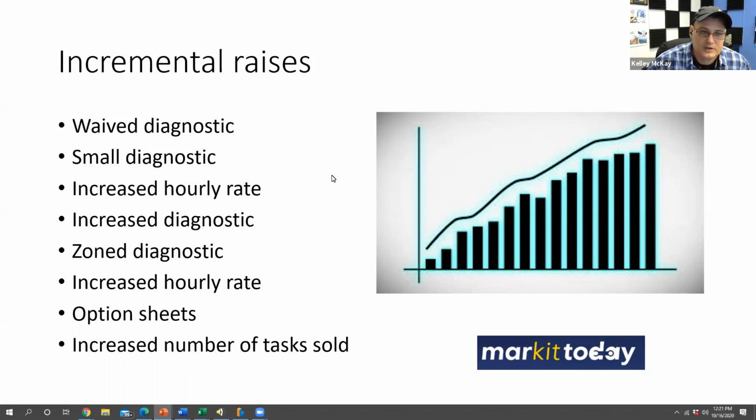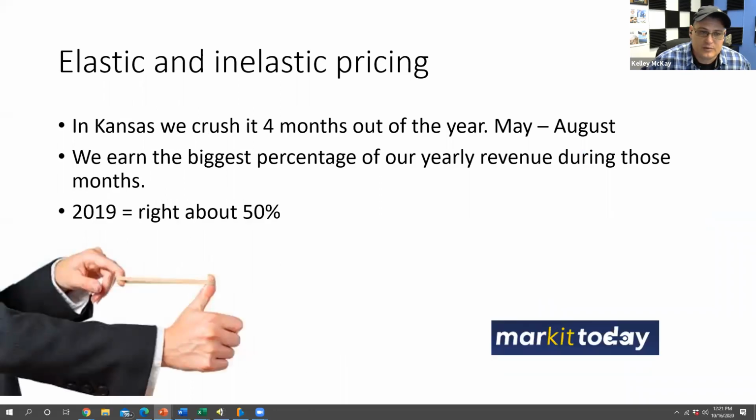Elastic and inelastic pricing. In Kansas, we crush it 4 months out of the year, May through August. Typically, this summer sucked. Summer didn't really get here until June and ended about 1 week into August. After that, we had just random days where it was a little bit warmer. We earned the biggest percentage of our yearly revenue during those months. In 2019, right about 50% of our entire income for the year came from only 4 months. And that right there is another reason why we have to charge what we charge.